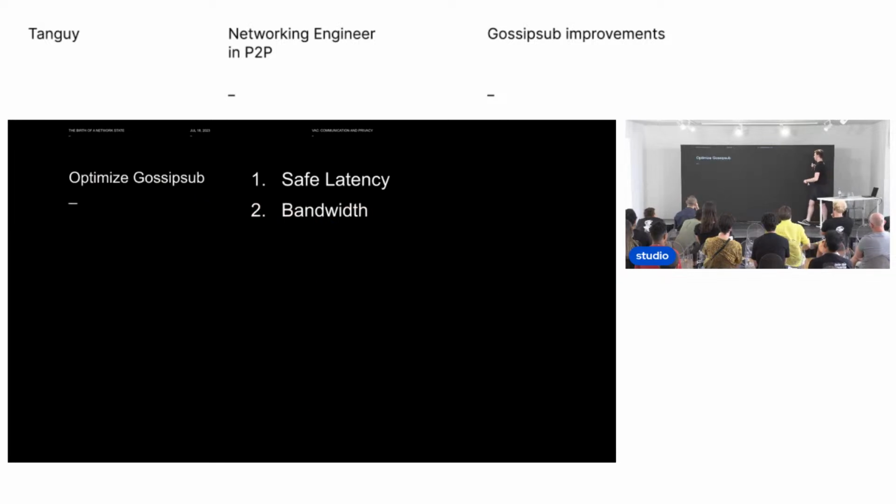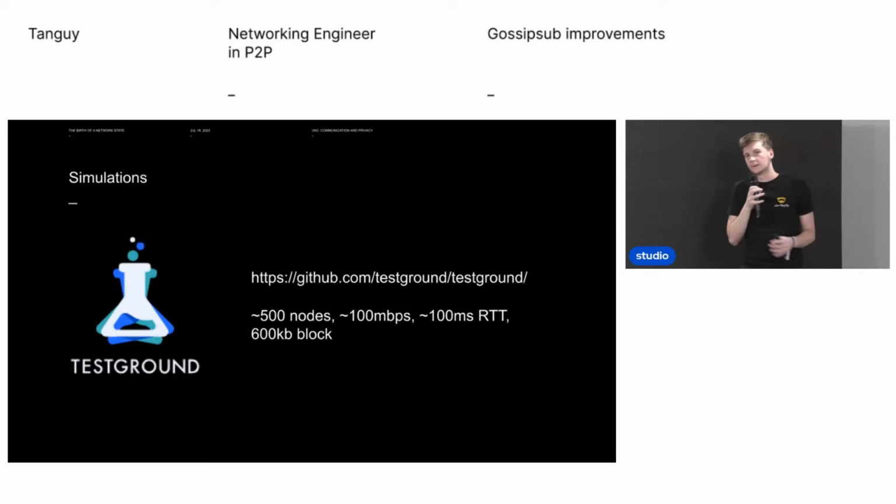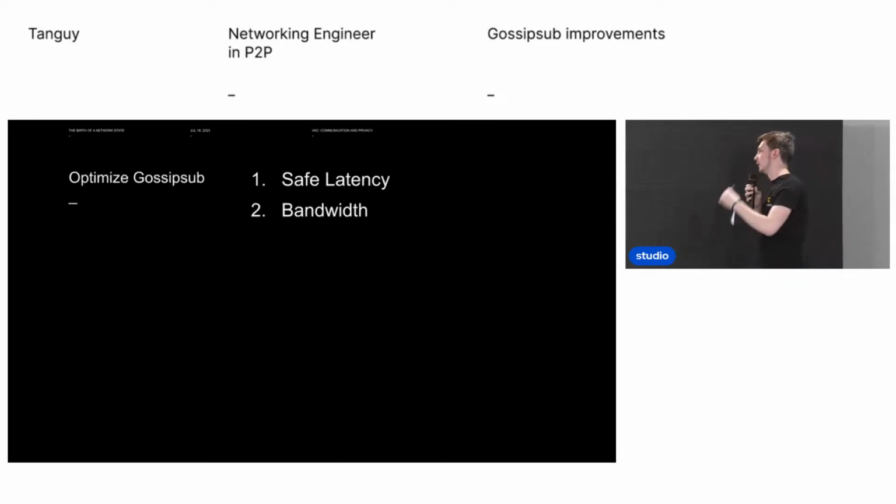But we do need to optimize GossipSub, and we basically have two goals for this. The first one is to keep a safe latency. So that means never, ever, ever should a block take more than 4 seconds to be transmitted, even if the network grows, if you have attacks, never more than 4 seconds. And also, it would be nice to keep the bandwidth fairly low so that more people can participate in the network.